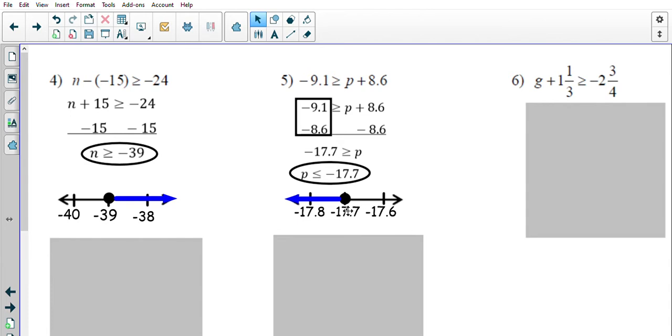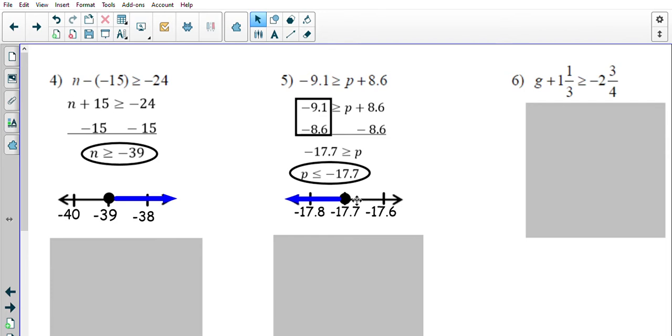You can choose to count in whatever way you want. I've also seen students do just two numbers, negative 17 and negative 18, and then put the negative 17.7 a little closer to the negative 18. That can also work, but I like to just count by tenths. We'll see that as well with some fractions here in just a few moments.